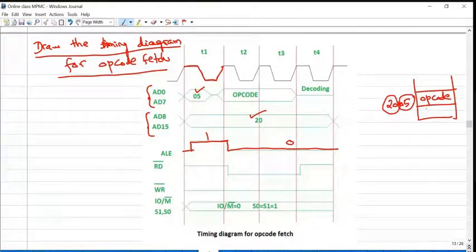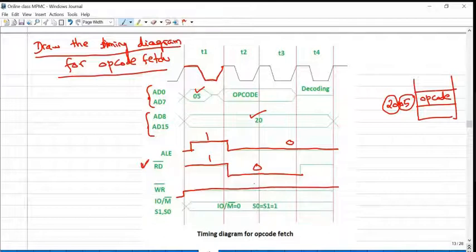Okay, in this example, the microprocessor issues the read operation. Initially read will be high, that is, this operation is disabled. When read goes to 0, the read operation, particularly the memory read operation, will be enabled. Here the write operation is high, meaning this operation is disabled. This is an active low signal.